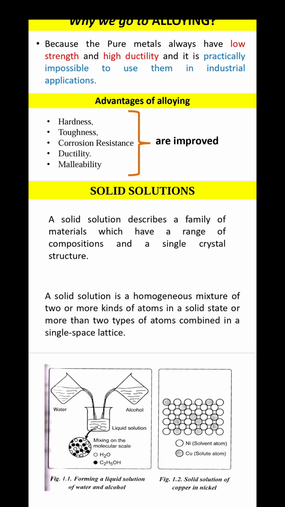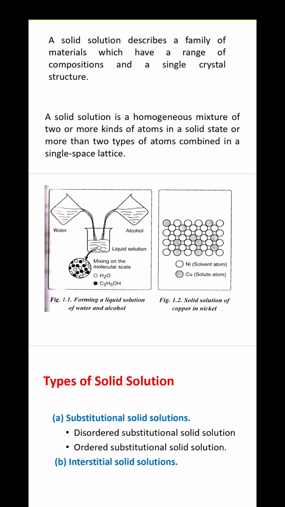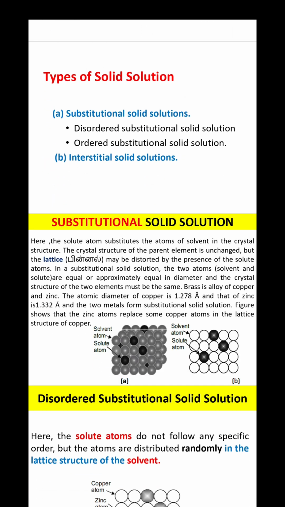First, we are going to see the solid solution. So what is a solid solution? It describes the family of materials which have a range of compositions and a single crystal lattice. So next we go for types of solid solution. So there are two types of solid solutions. One is substitutional solid solution and another one is interstitial solid solution.